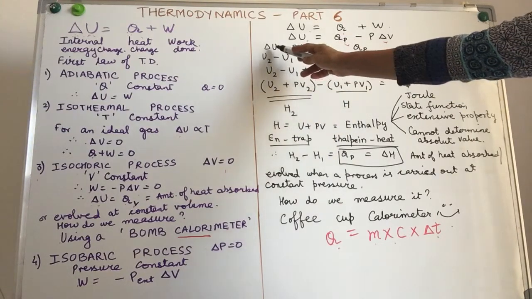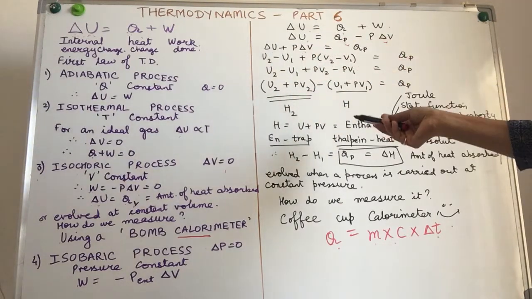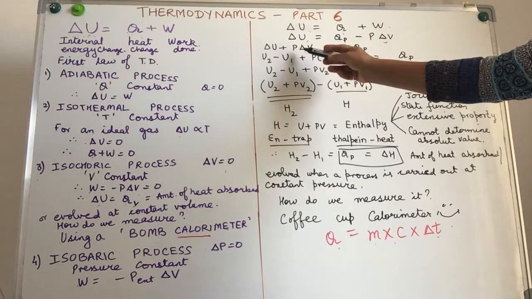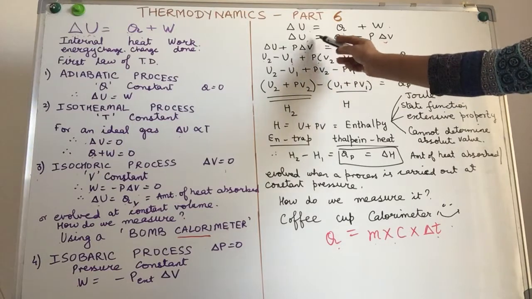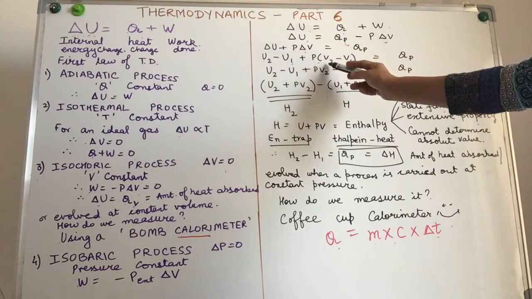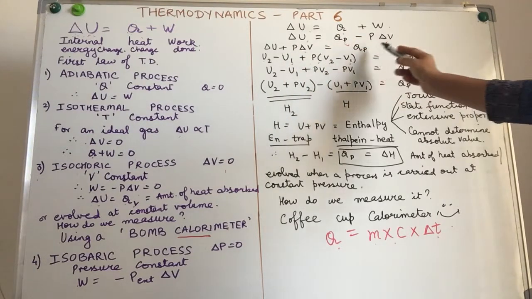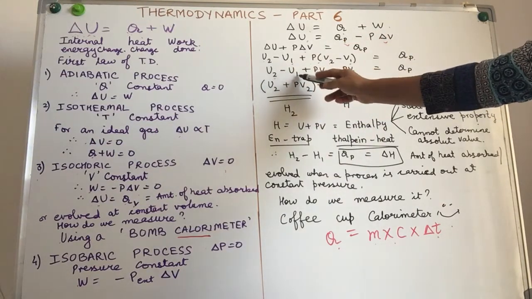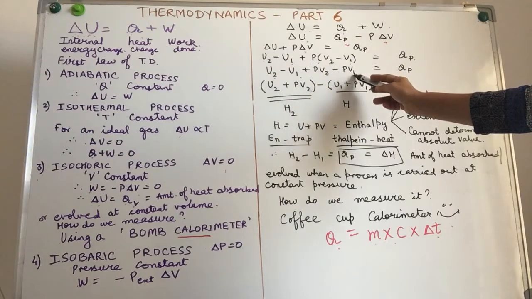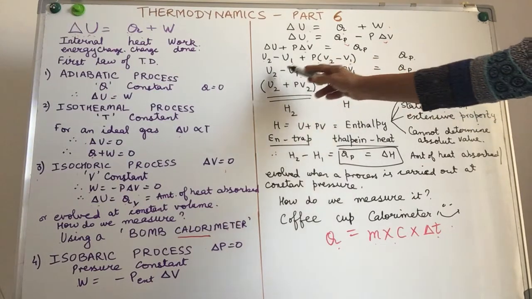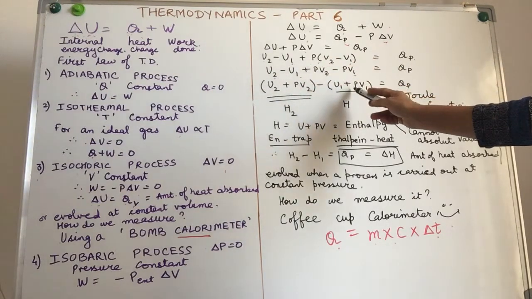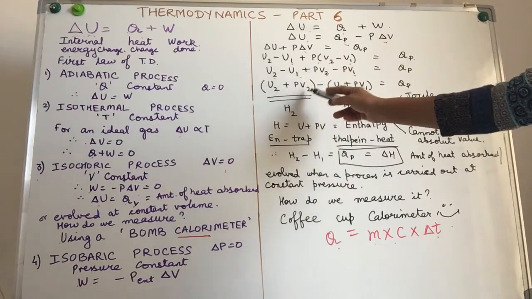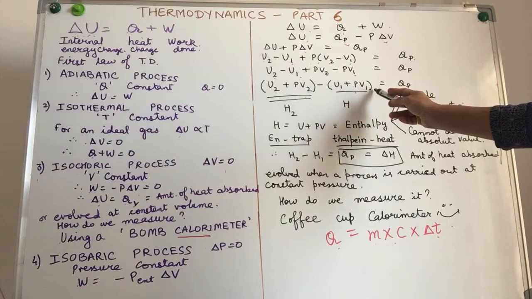Expanding the two. Delta U means the change in internal energy, so final internal energy minus the initial, plus P delta V. Delta V means change in volume, so final volume minus initial volume is equal to QP. U2 minus U1 plus PV2 minus PV1. Clubbing the final state values and the initial state values, we have U2 plus PV2 minus U1 plus PV1.